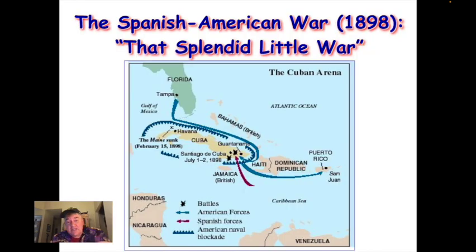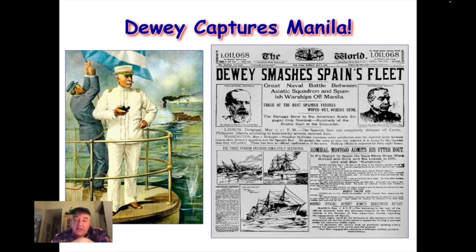So here's what's going on in the Caribbean. We're going to get Puerto Rico as part of this, but as this is happening, we're sailing out to Manila, right? The capital of the Philippines. And here's the headlines. Dewey smashes Spain's fleet. You see, Spain also had control over the Philippines. And guess what? Yeah, the Philippines were also in rebellion, looking forward to an independent country from Spain. So America shows up. And Spain is thinking, do we really want to keep the Philippines?